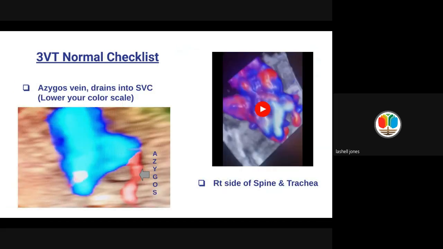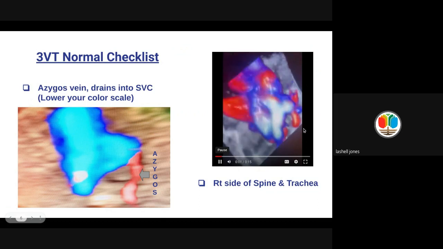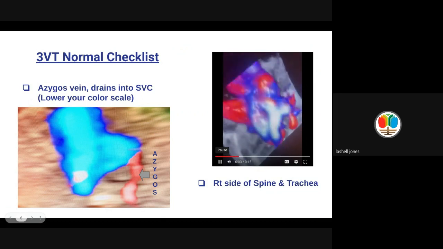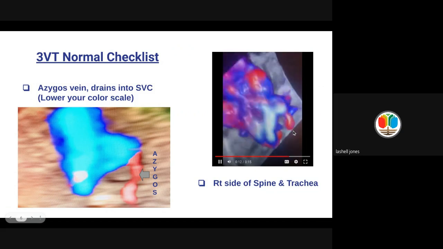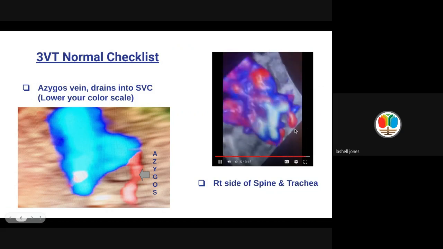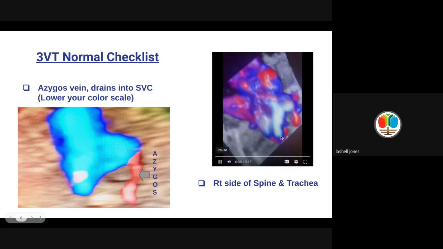All right, now we're going to just go over some normal structures that are seen within your three-vessel trachea view, starting off with the azygos vein. Your azygos vein is seen draining into the SVC occasionally. If you have your settings at a lower scale, you will see the azygos vein. So this is a normal structure seen in your three-vessel trachea view. You can see that. Now, because it's draining into the SVC, you're going to see that the flow is opposite of what you're seeing in your great vessels.